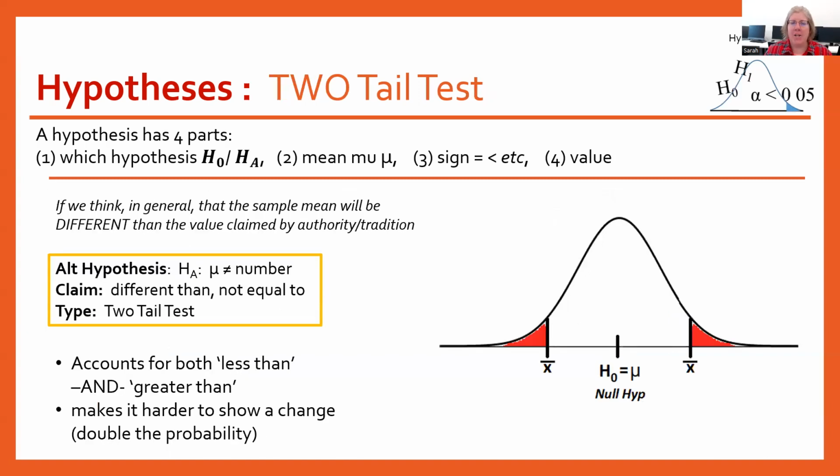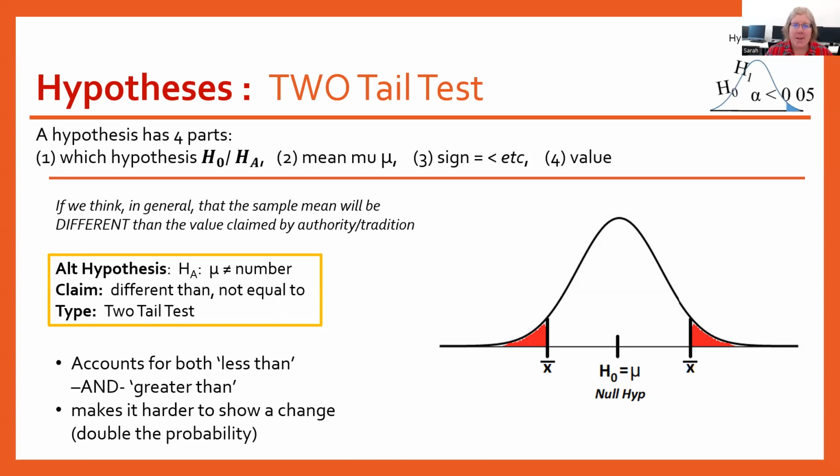And so if you're not sure whether it's less than or greater than, you're just convinced that whatever the null hypothesis is wrong, then you're usually going to wind up in a two-tail test. So your alternative hypothesis, H with an A next to it, is that the population mean does not equal that number. So an equal sign with a slash through it. And so this is a claim of different than or not equal to or just not that value. And we call this a two-tail test.